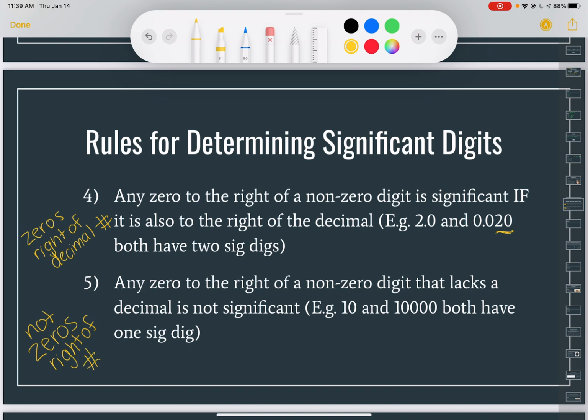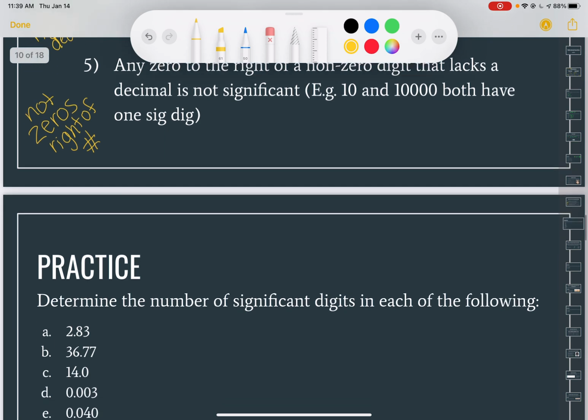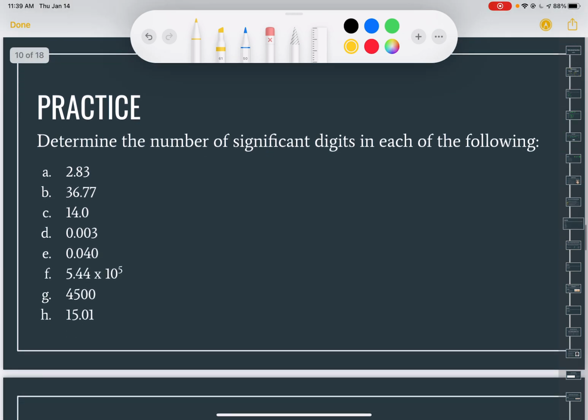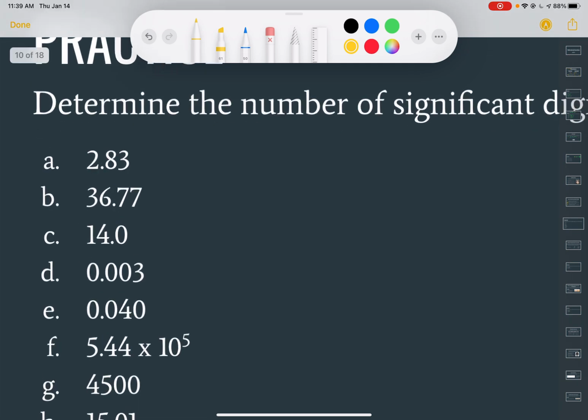Zeros that are to the right of a number between 1 and 9, those are not significant. So that's a lot of rules here. Let's try these out. It says practice: determine the number of significant digits in each of the following.